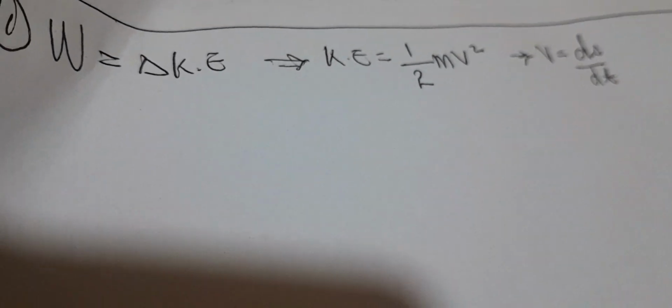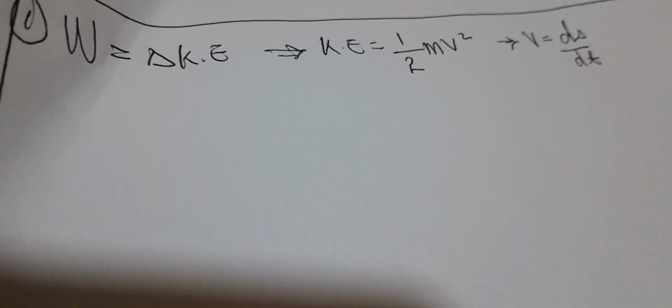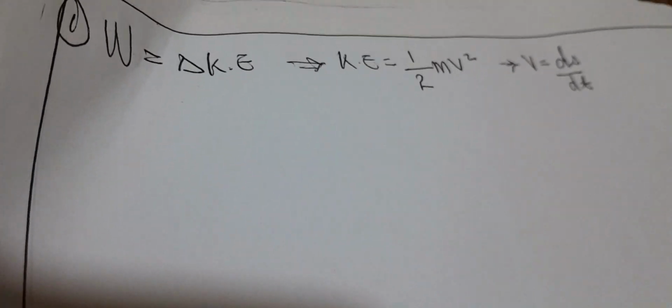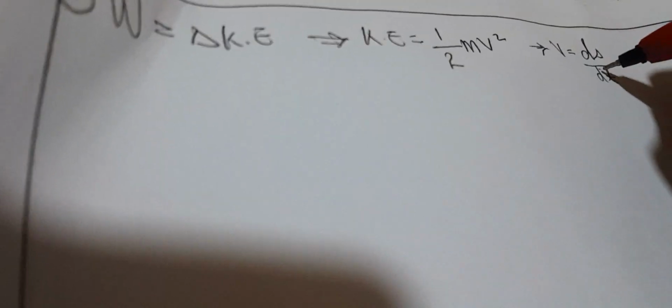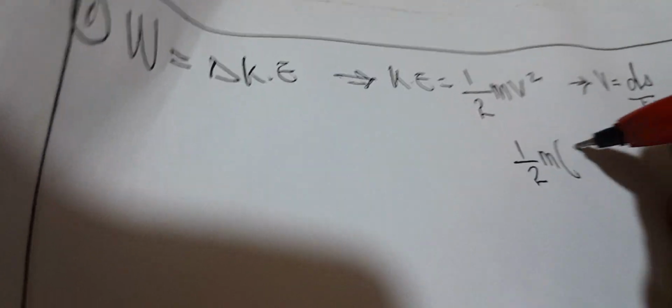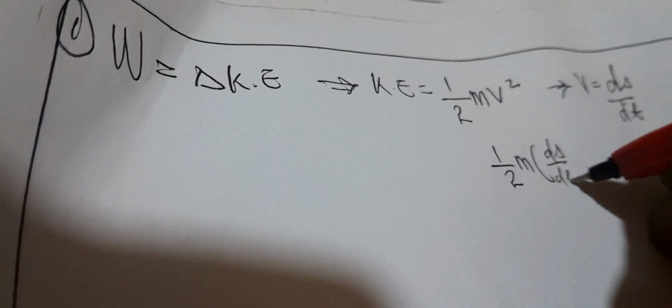All right, so I believe I've answered the first question. We can actually just insert this. Yes, it becomes 1 over 2 m (d over t) squared. All right, so that's question one.